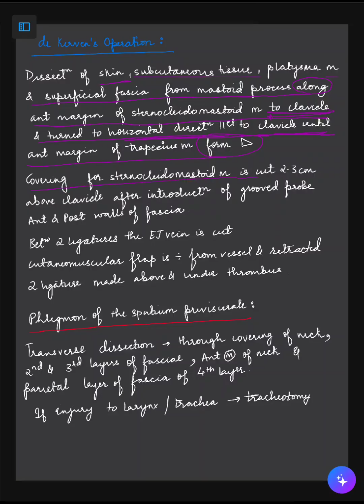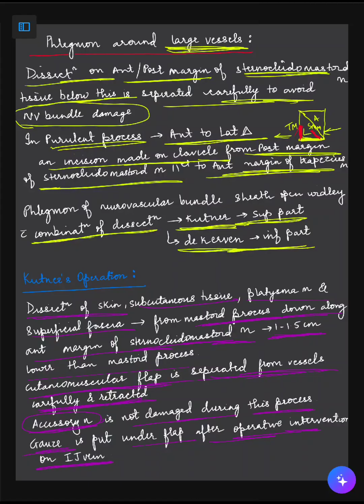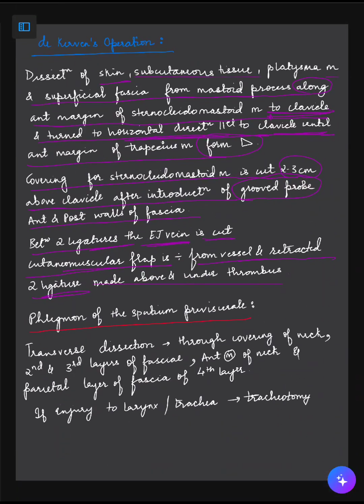Now, covering from the sternocleidomastoid muscle is cut 2 to 3 cm above the clavicle after introducing of grooved probe, anterior and posterior wall of the fascia. Now, between two ligatures, the external jugular vein is cut. Cutaneomuscular flap is divided from vessels and retracted, and two ligatures made above and under the thrombus. Now, this was de Quervain's operation. This is only for phlegmon around the large vessels. What are those? Combination of dissection is done by Kuttner's operation and de Quervain's operation.